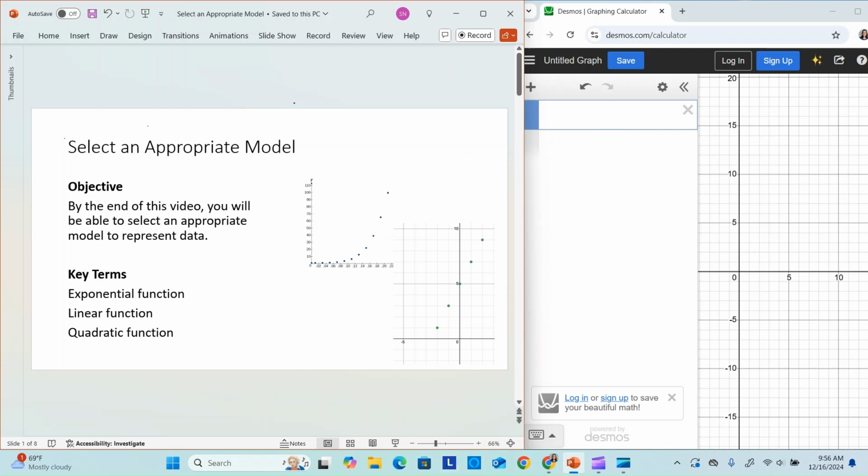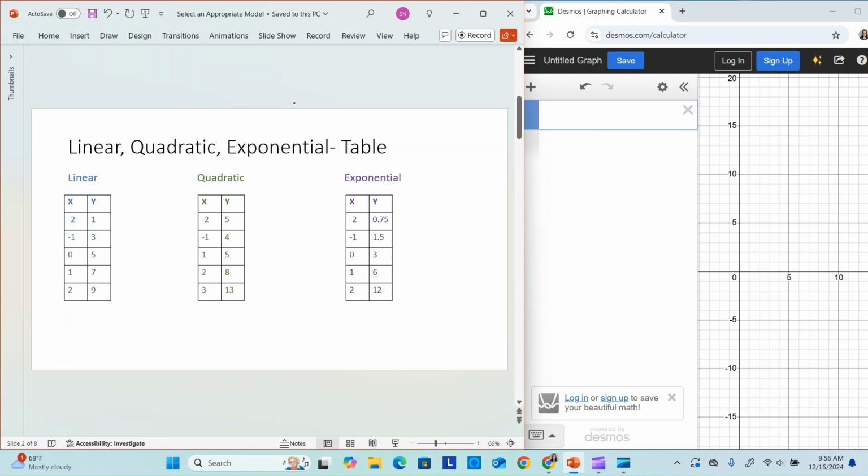So in this video, we're going to talk about how to select an appropriate model to represent data. What you can do is look at a table of values and determine whether you have a linear, quadratic, or exponential function. All you need to do is look at the pattern in the y values. So let's see how that works by looking at these three examples.